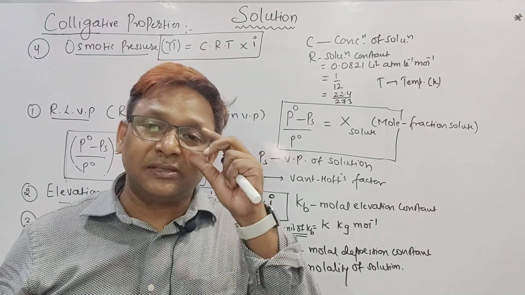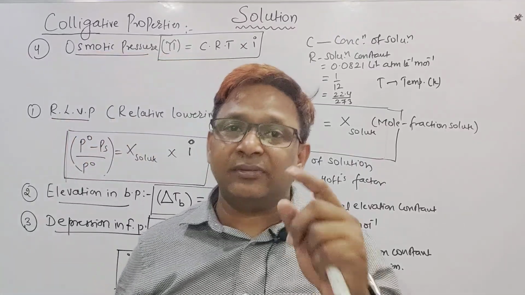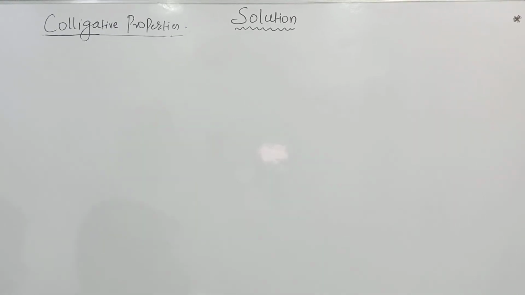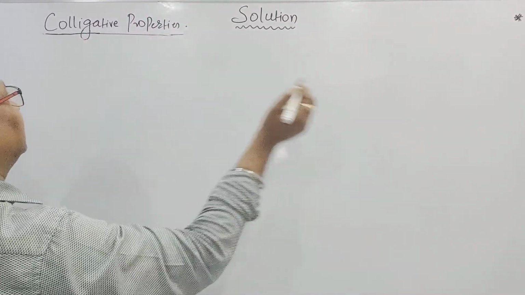Now we will go with some examples based on the 4 colligative properties. They are asking in IIT Mains, even in the NEET exam. That part we will discuss here. See, beta, till now we saw the 4 colligative properties. We'll see the detailed part.